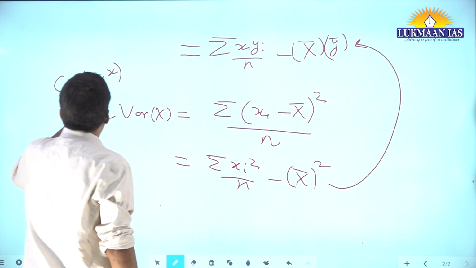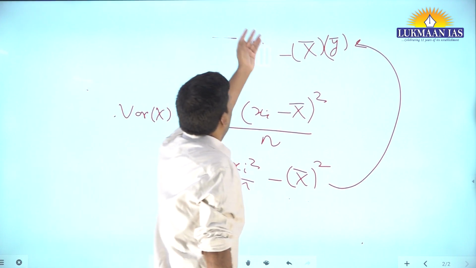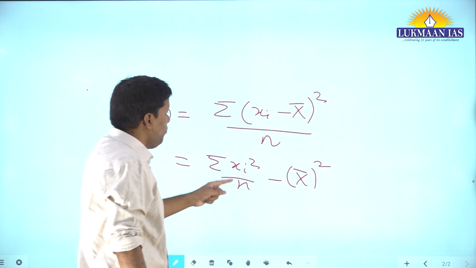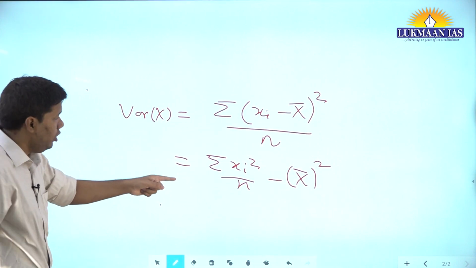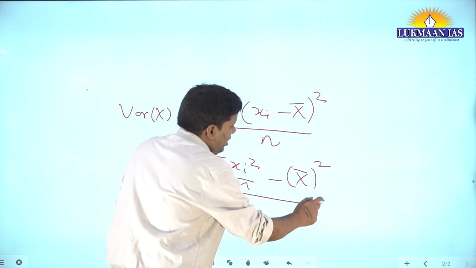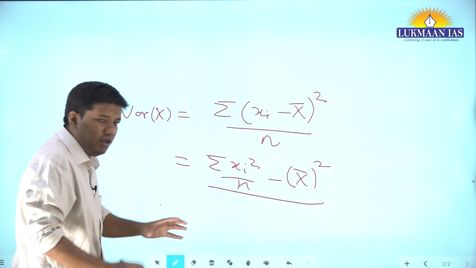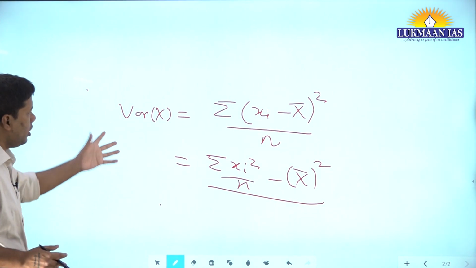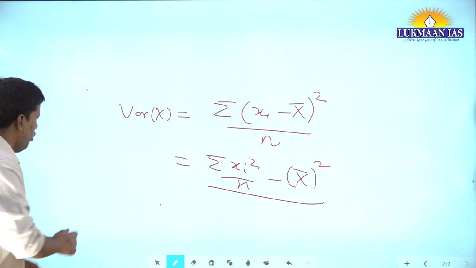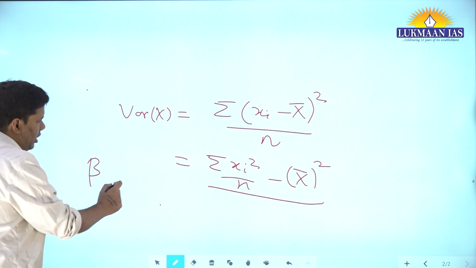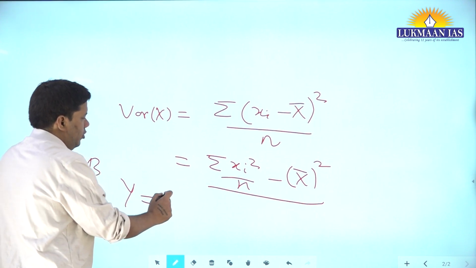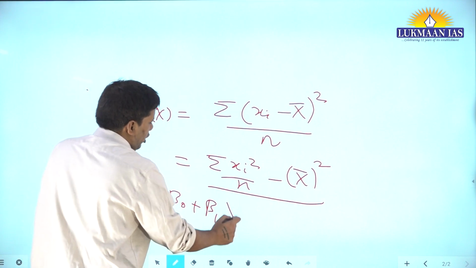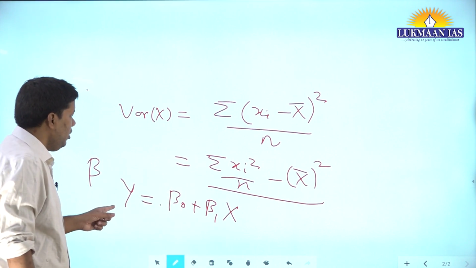For xi minus x bar, we are substituting the formula. Why am I emphasizing this? In UPSC, when you do the regression equation, you will use this formula 99% of the time, because it is very calculation-handy and easy to calculate. When you calculate the correlation coefficient or beta, let's say there is a regression equation: y is equal to beta naught plus beta 1, the slope, into x. This is your dependent variable.